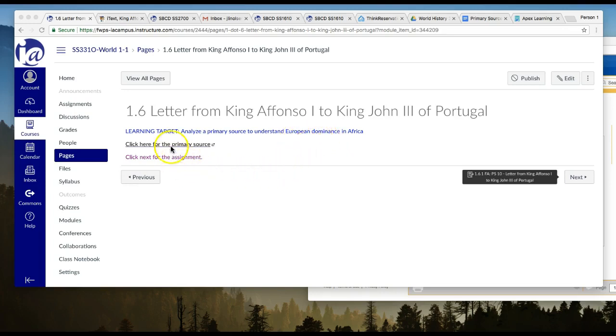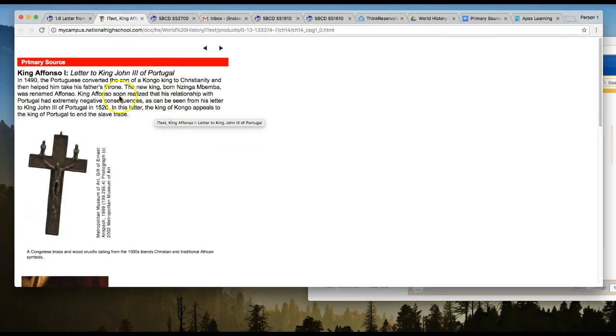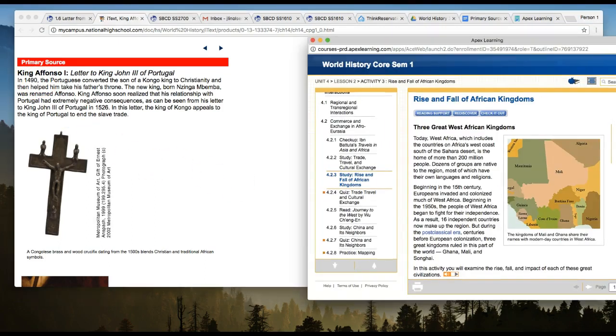So clicking on the primary source brings you to this letter. Now, a primary source is one that is created in the time period. In this case, the letter was written in the time period about 1490, whereas a secondary source might be a section out of our Apex textbook.